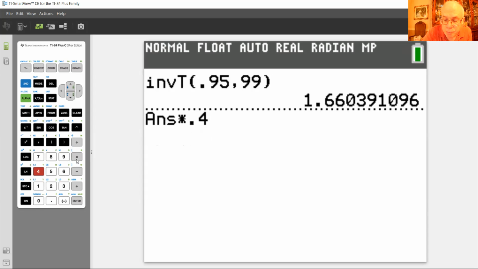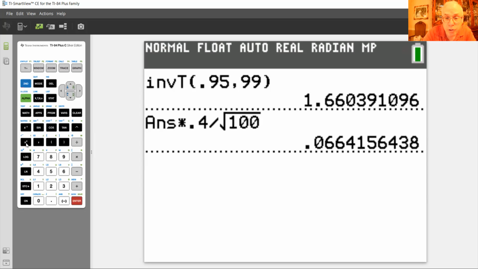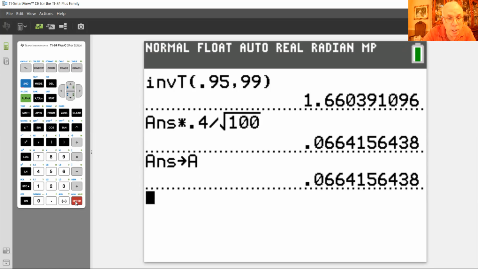And I'm going to divide this by the square root of 100. That's 10, by the way, but I'm just going to type it in anyway as a square root. So make sure you don't divide by 100, you divide by the square root of 100. Hit enter, and there's my margin of error, 0.066. I'm going to store it in alpha A, and then I'm going to type in my sample mean of 3.1.